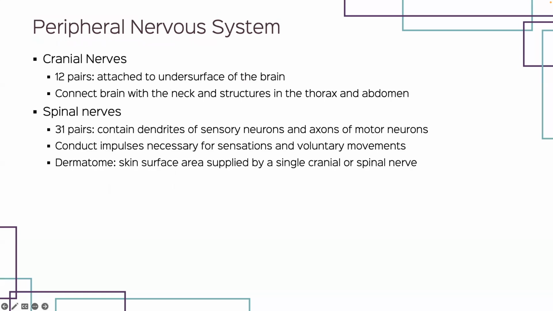The nerves connecting the brain and the spinal cord to the other parts of the body will constitute the peripheral nervous system, or the PNS. This includes the cranial nerves and spinal nerves that connect the brain and the spinal cord to the peripheral structures, such as the skin surface and skeletal muscles. These connect the brain and spinal cord to various glands in the body, and then to the cardiac and smooth muscles within the thorax and the abdomen. You have 12 pairs of cranial nerves. Those are going to be attached to the undersurface of the brain.